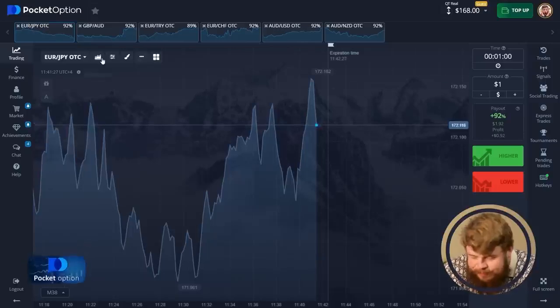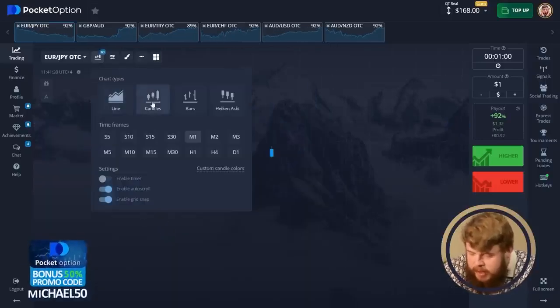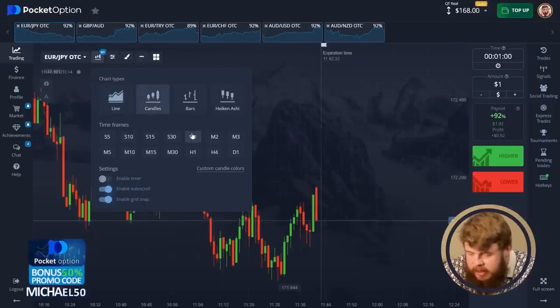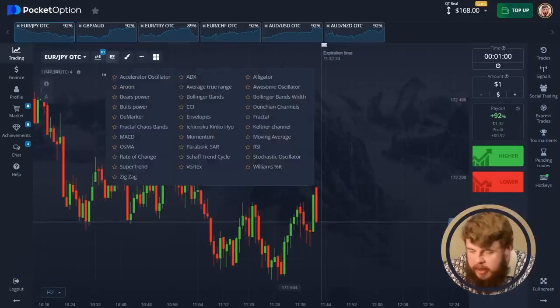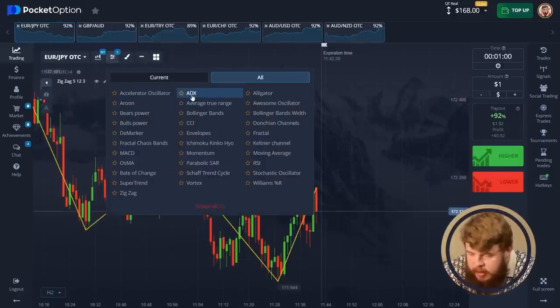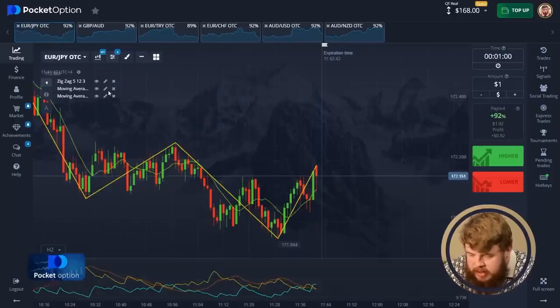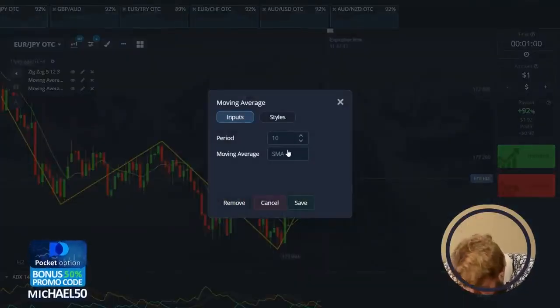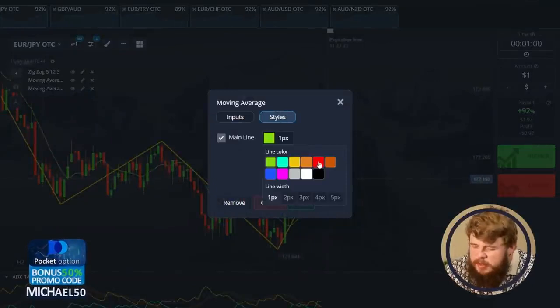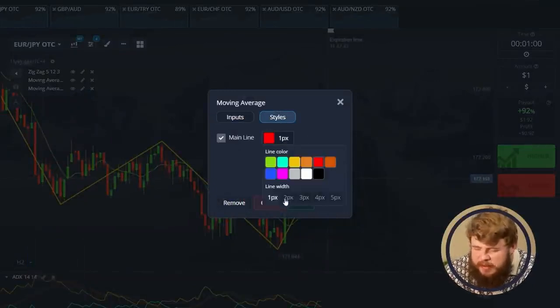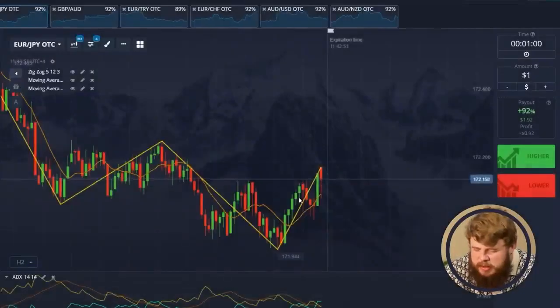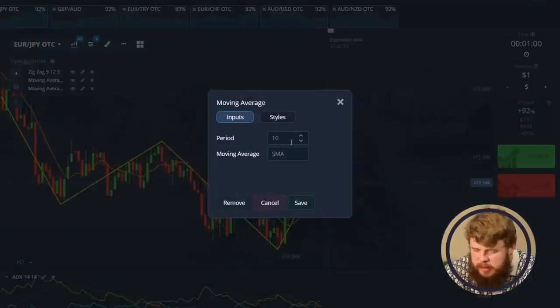Okay, so once again, first of all, I'm trading on one of the best trading platforms, Pocket Option. And now I'm just setting the candles for the current chart. Moreover, let's choose the indicators. The first one will be zigzag together with ADX and two moving averages. So now let's set the moving average. The first one will be a red one. Okay, so let's save it.